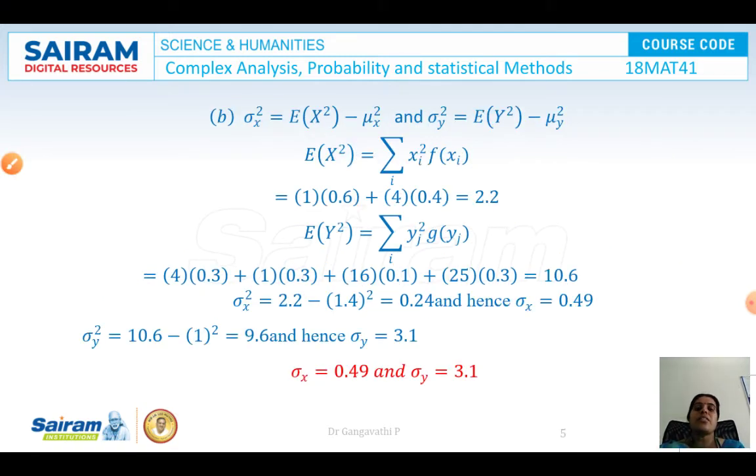Let us answer the second sub question, which asked us to find sigma x and sigma y. To find sigma x and sigma y, we have to find the variance first, and only then can we get the standard deviation.